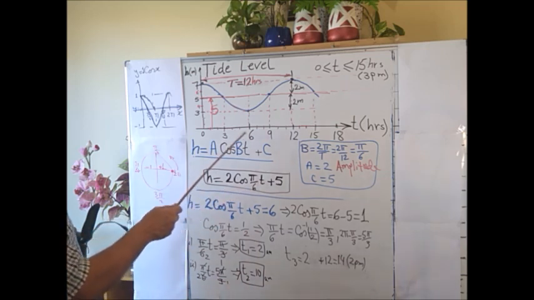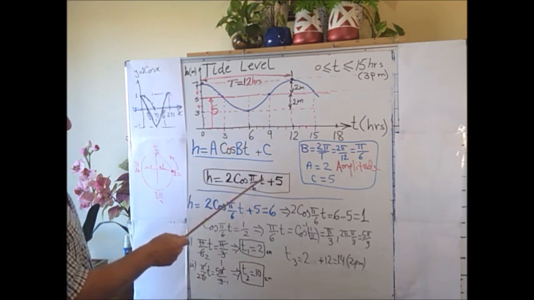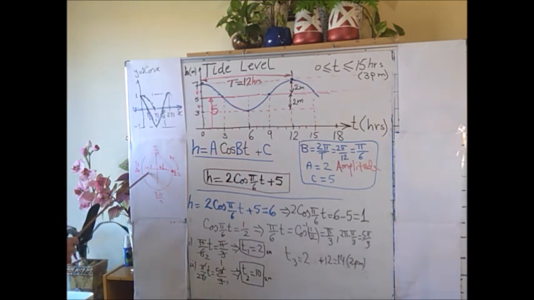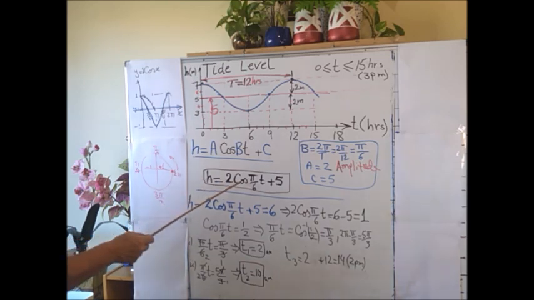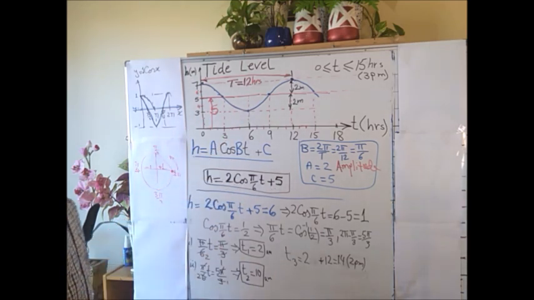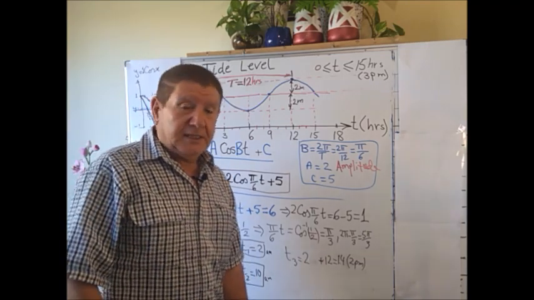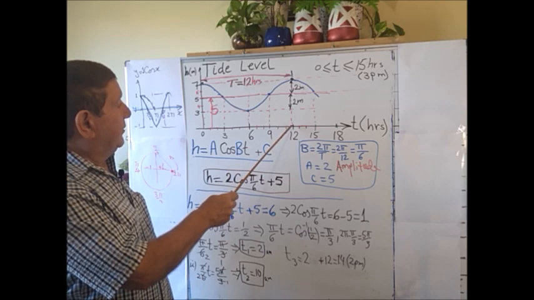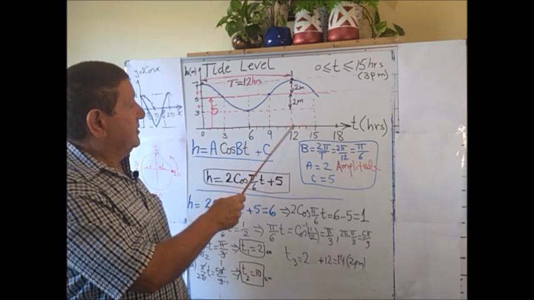Okay, so the same thing. Let's say T is 6. We put 6, and the 6s cancel. We get cosine pi. Cosine pi is minus 1. So 2 times minus 1, minus 2 plus 5 gives you 3. And so it goes. I leave it to you to also check for the times 12 and 15.